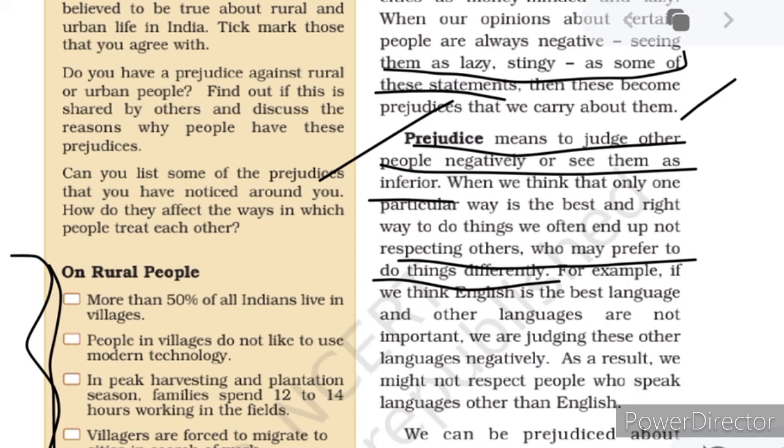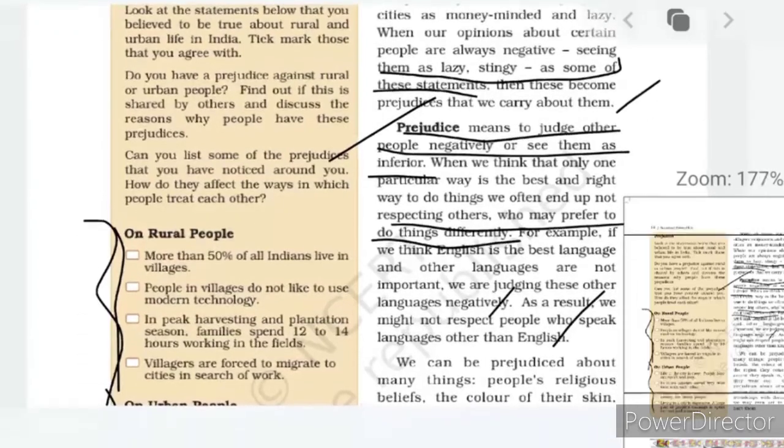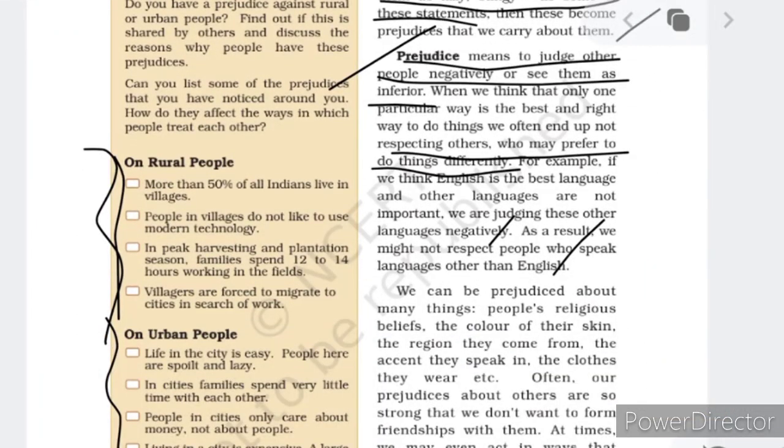Okay, so for example, if we think English is the best language and other languages are not important, we are judging the other languages negatively, right? So you should respect everyone and also their languages. As a result, we might not respect people who speak languages other than English. It often happens with every one of us. We tend to feel that we are always right and others are always wrong, and whatever we do is the right thing and not what others do. We don't respect others' opinions sometimes.